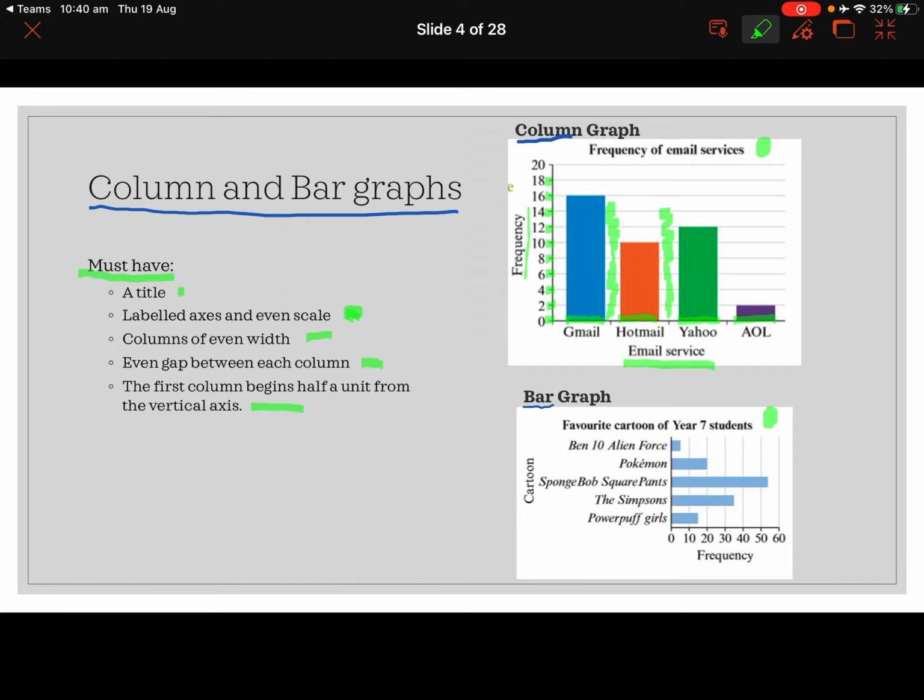And the first column begins half a unit from the vertical axis. Another important one. I'll use a different colour. What that means is that our first column for this one is our Gmail. See how there's a gap here? It doesn't start from the vertical axis. That's really important. Even on the bar graph down here, there's a little gap. You need to make sure there's a gap there. Please make sure you do all these things for a bar graph. And remember you can look at the last slide for which kind of data you would use these for.